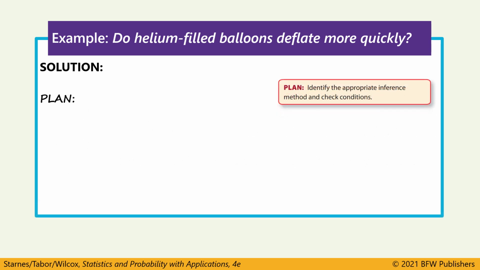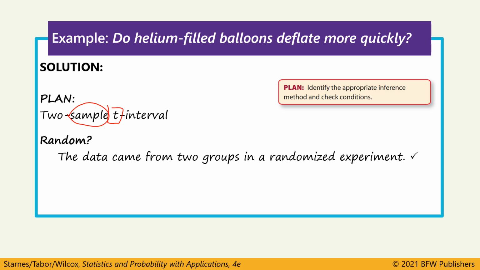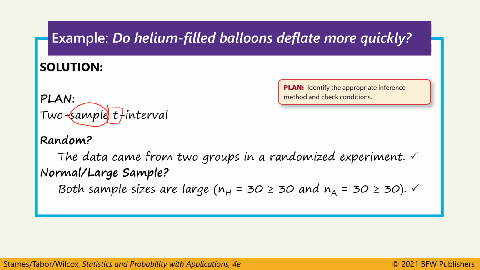The inference method that we have for this problem is a 2-sample t interval. What's changed since the first section is that instead of 2 proportion, we say sample because we're talking about means. And instead of a z interval, this is a t interval, again, because we're working with means. Our randomization condition is met because the balloons were randomly assigned a treatment, either helium or air. And both of these sample sizes are 30, so that's large enough to apply the central limit theorem.